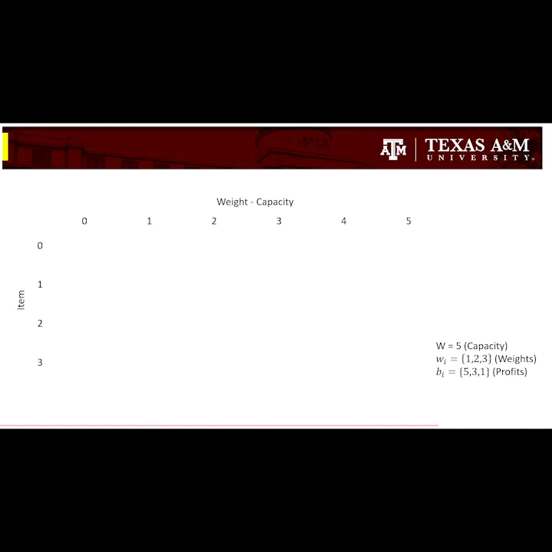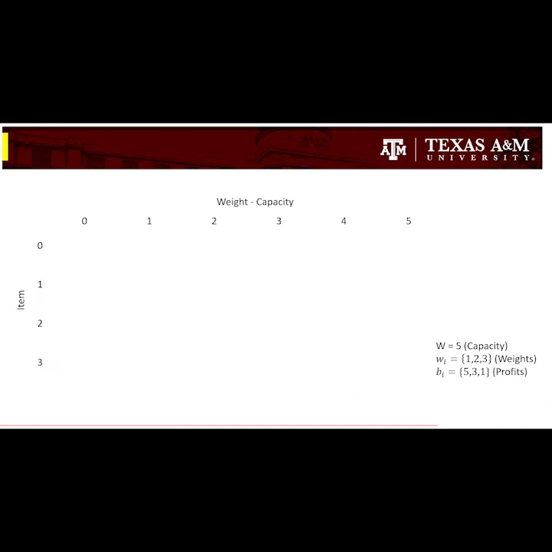To set up this table, and again, we're going to consider our example that we previously introduced, we're going to put each possible weight capacity of the knapsack as a column. With a capacity of 5, we have columns 0 for 0 weight, 1 for a weight of 1, and so on and so forth. And then for the rows, we're going to have each item. Again, if there's no items in the knapsack, that's 0, and then item 1, 2, and 3.